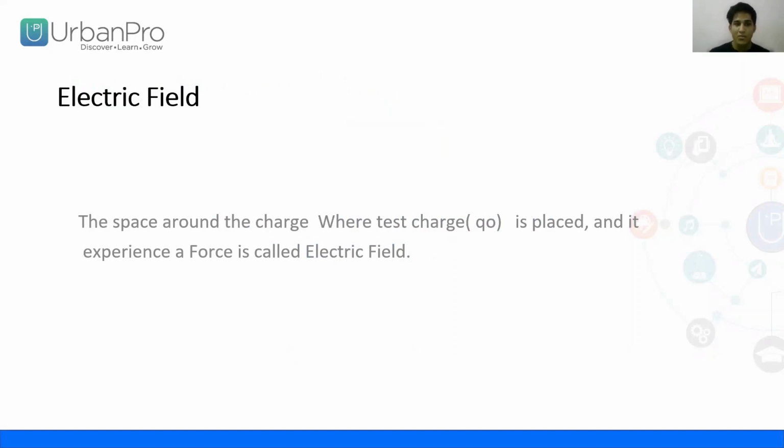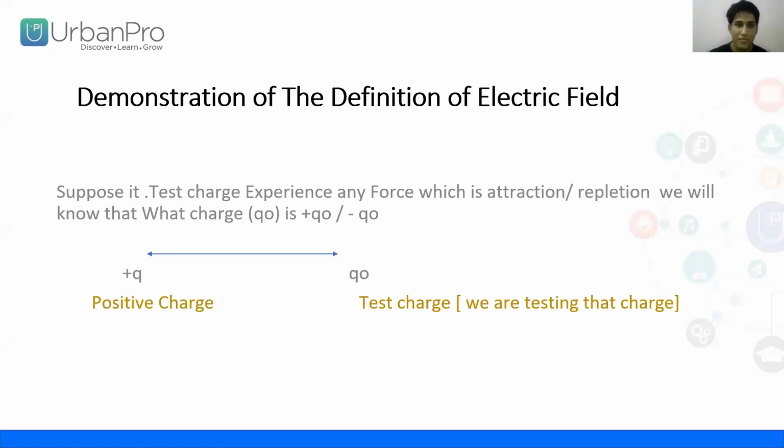Basically, the space around a particular charge, where a test charge Q naught is placed, and it experiences a force, is called the electric field. We are supposing that there is a Q naught charge, and we don't know what charge it has. So let's demonstrate the definition of the electric field.